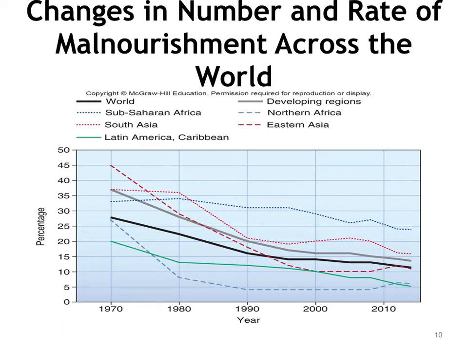This figure shows changes in the rate of malnourishment worldwide by region. While we were making progress, on a worldwide basis, 15% of the world's population continues to be malnourished. By my calculation, that is approximately 1.1 billion humans.